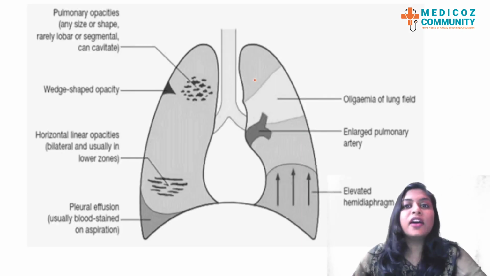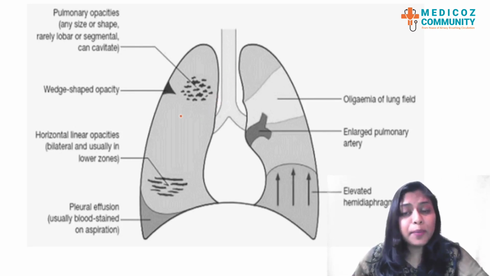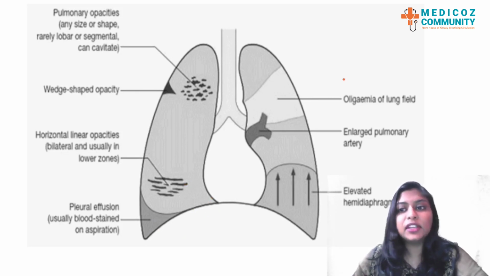Now let us see the X-ray. So in an X-ray, what can we see? Because there is an embolus here, there can be a wedge-shaped opacity showing us an infarct, or there can be pulmonary opacities of any size and shape, and they can rarely be lobar or segmental. They are just in one small space in one zone, and there are horizontal linear opacities bilaterally, most commonly seen in the lower zones, and pleural effusion, which is blood stained on aspiration, can be seen. As we have already discussed, it can directly go into infarct, or there is decreased flow, that is oligemia of the lung field, can be seen.